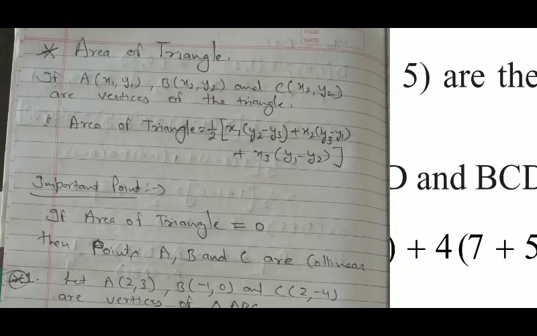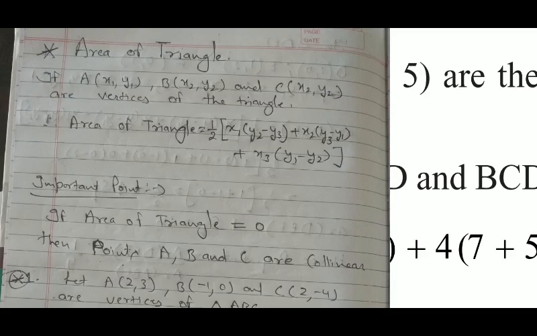Before starting exercise 7.3, once again you will see which formulas we have to use in this exercise. First formula is the area of the triangle. It is very important. If A, B and C are the points of our triangle whose coordinates are (x1, y1), (x2, y2) and (x3, y3), then the area of the triangle is equal to half x1 into (y2 minus y3) plus x2 (y3 minus y1) plus x3 (y1 minus y2). This is a very important formula.